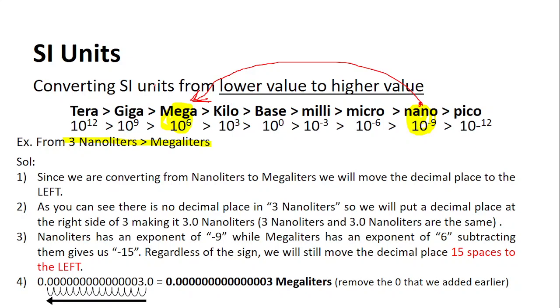Now, to know how many times we move, again, you will subtract the exponents. Nano is 10 raised to negative 9, minus 10 raised to 6 for mega. So, negative 9 minus 6, your answer is negative 15. Okay, so negative 15, class.